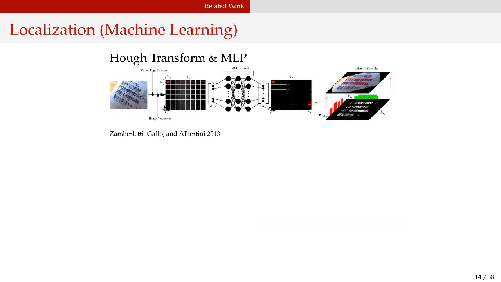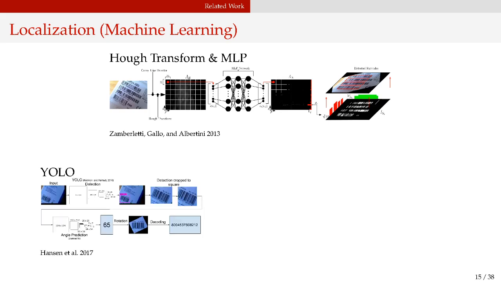For about a decade now, neural networks have been successfully used for localizing barcodes. Zamberletti et al. proposed an angle-invariant method for barcode detection based on Hough transformation and a single and multi-layer perceptron. Since Hough transformation is an integral part of the algorithm, the barcode must be very prominent in the image, and the approach is time-consuming.